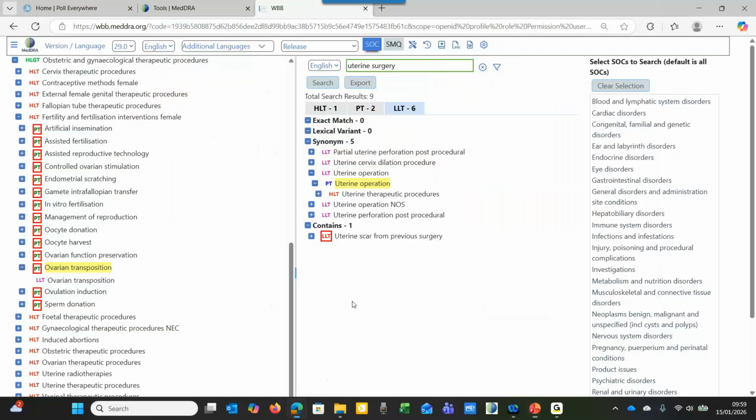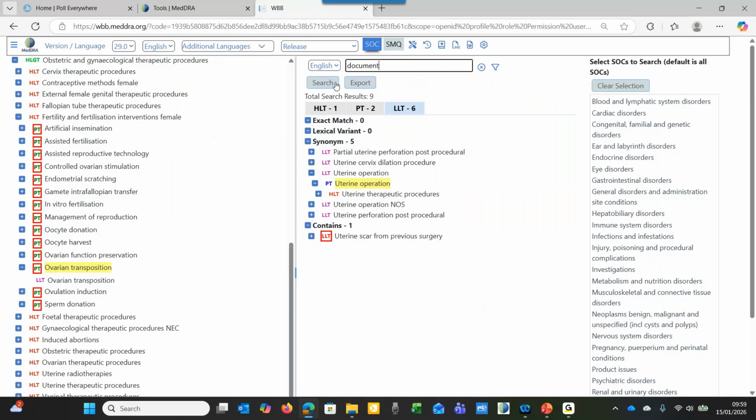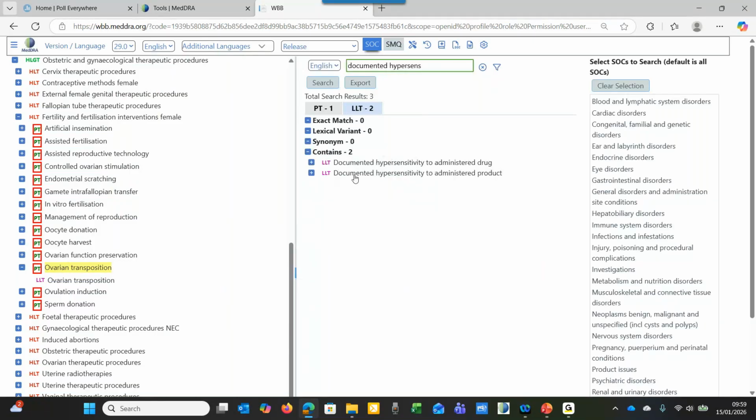I'm going to show you where documented hypersensitivity falls. I'm also going to show you that it's documented hypersensitivity to administered drug. There it is. It's product monitoring errors and issues under medication errors and product use errors and issues. So it's an error or issue, whatever you want to call it. She forgot, so I think that captures it.